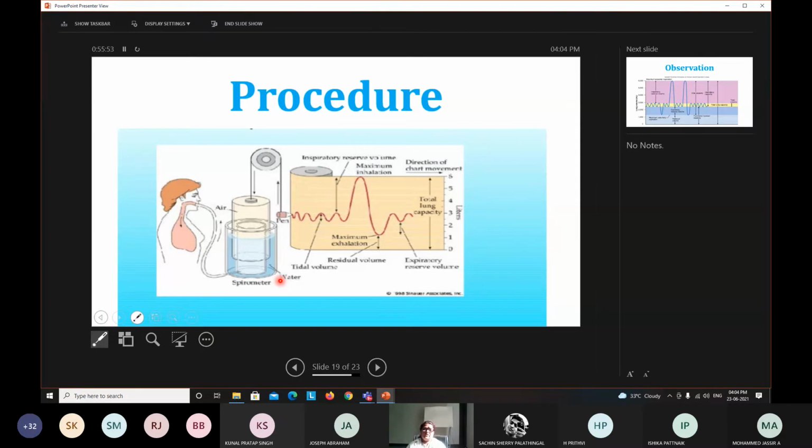Now, as I said, we are going to measure most of the lung volumes and capacities. So which are the lung volumes and capacities that cannot be measured using this? The volume which cannot be measured using this is the residual volume. The residual volume is the amount of air remaining inside the lungs following the forceful expiration.